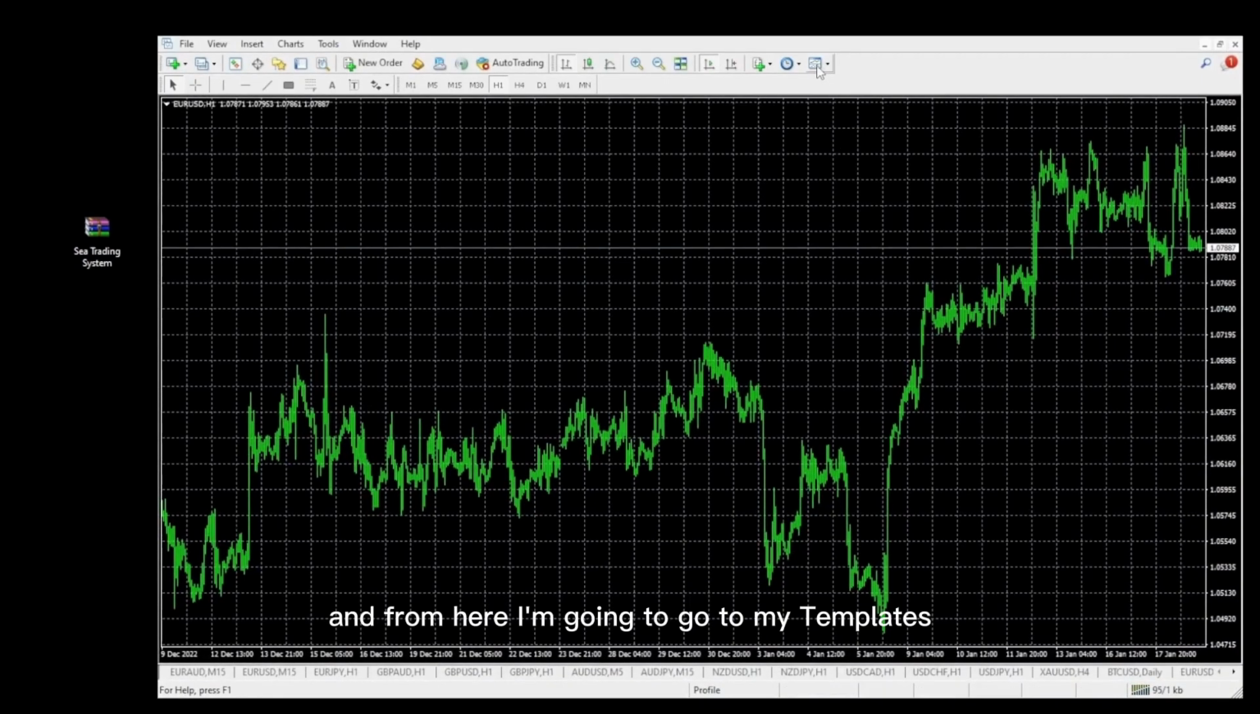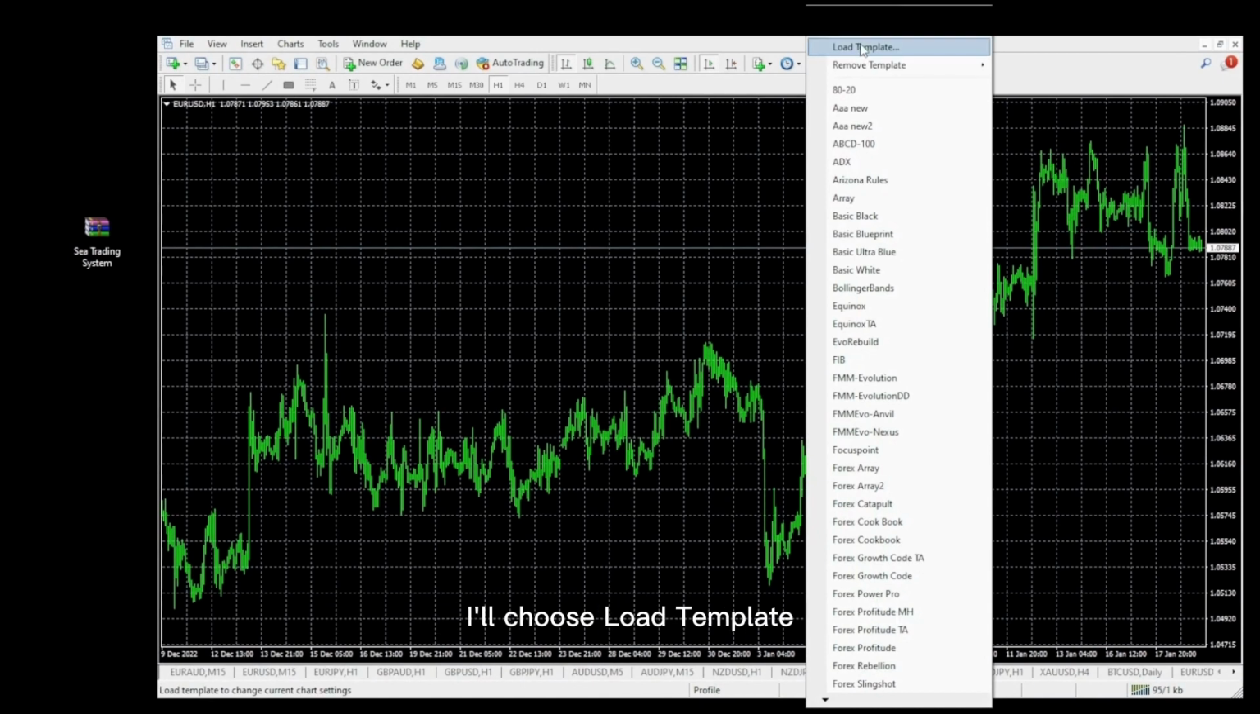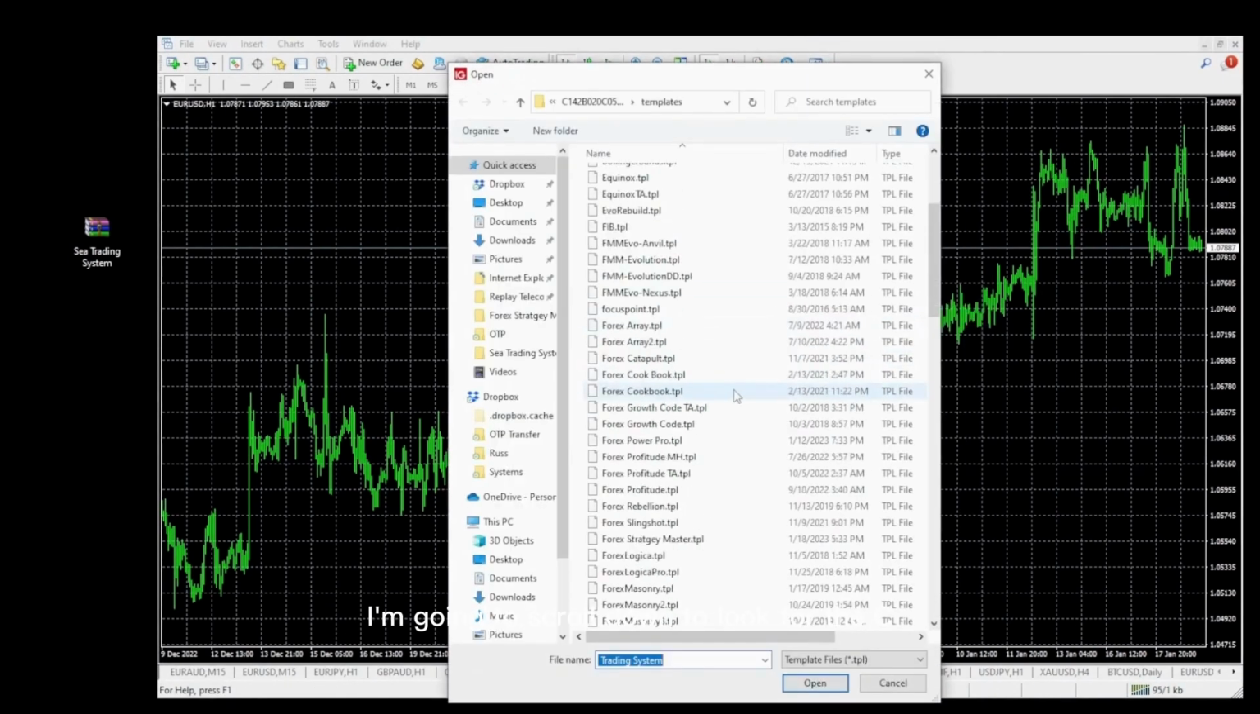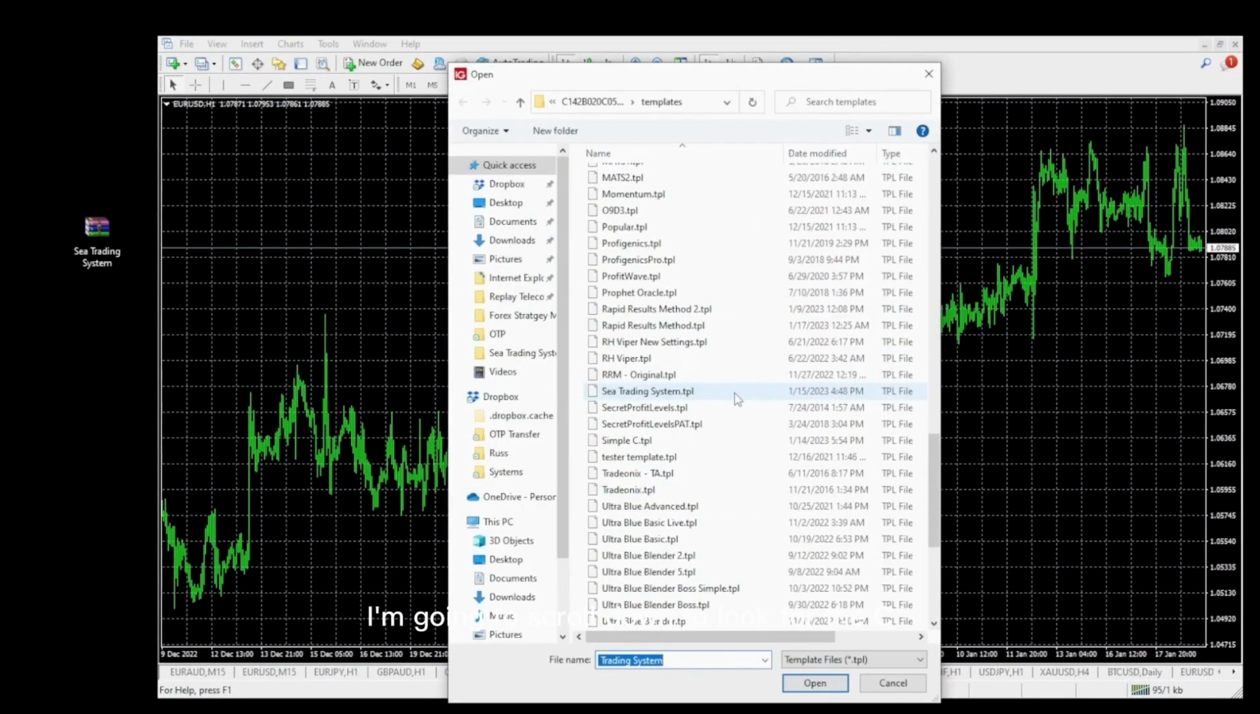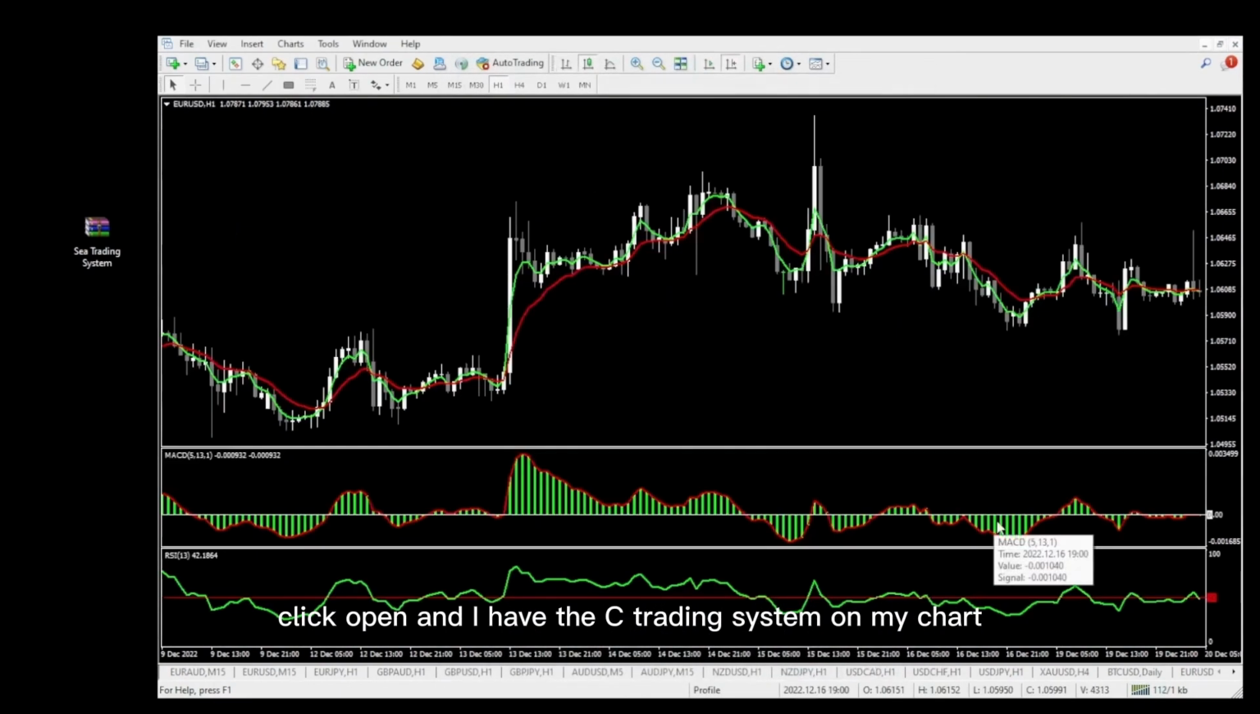And from here, I'm going to go to my templates. I'll choose load template. I'm going to scroll down to look for the C Trading System, which is right here. Click open, and I have the C Trading System on my chart.